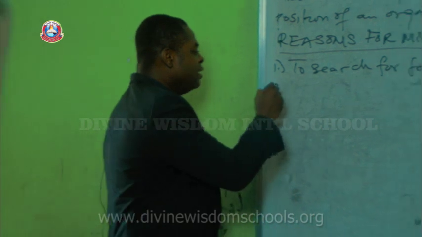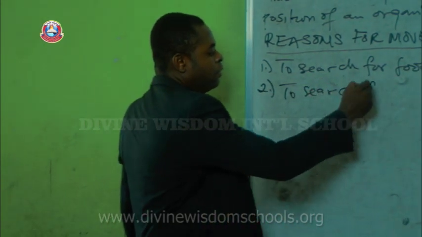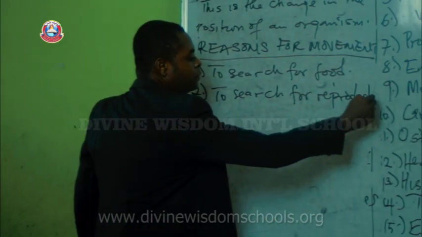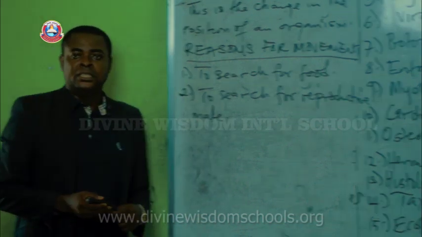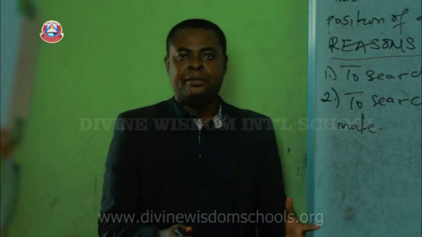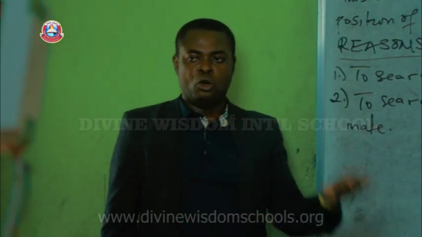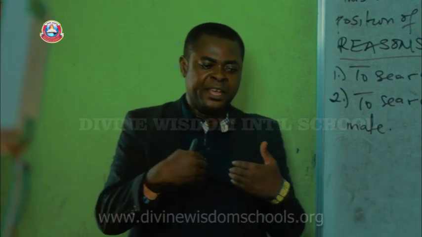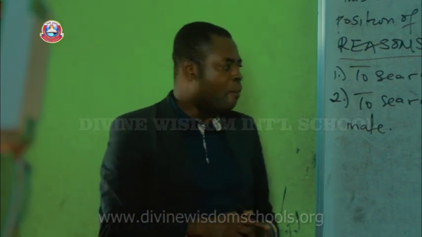Then another reason organisms move is to search for reproductive mates. If I ask some of you here, you will see that your father and your mother are of different tribes. Your father has been able to move from his own village to your mother's village to look for your mother, or both of them migrated from their various villages maybe to the city, and they are able to see themselves there. So that is another reason for movement.